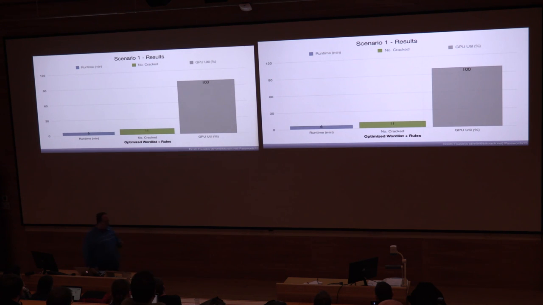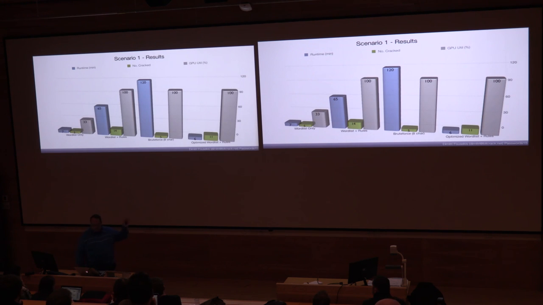Now look at the optimized word list, the 1.1 gig word list, and what that gave us. We cracked 11, only 3 less than we did with the full list with the rules. 100%, we utilized our GPUs well, and it only took us 6 minutes to run that. So we definitely got more out of that, because taking 120 minutes on brute force, imagine how much more we could have run, how many more rule combinations, how much more we could do with our 1.1 gig optimized word list. So there's everything laid out on the screen for you to see.